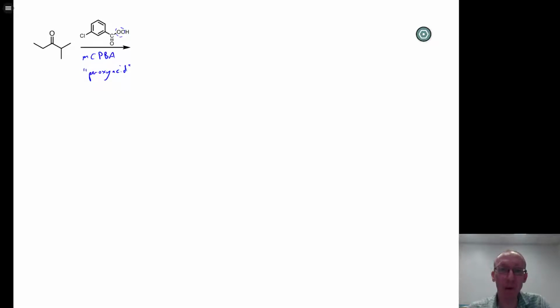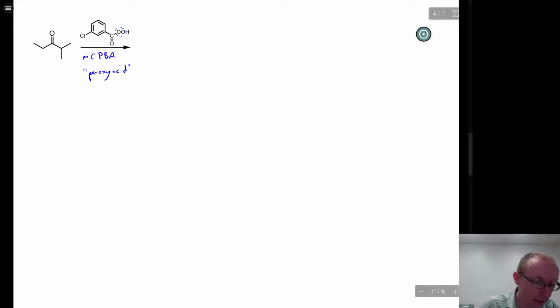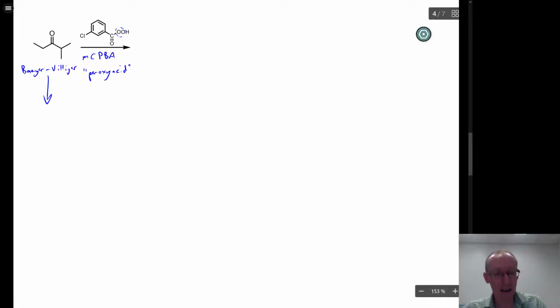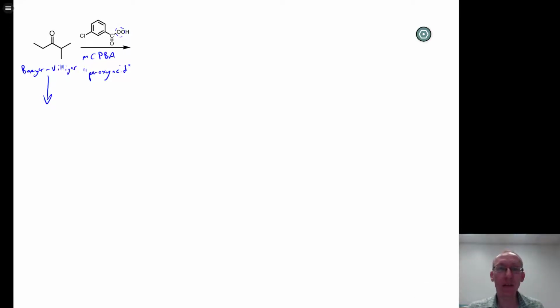And the first thing we need to spot here is that a ketone plus a per acid are the quintessential conditions for a Baeyer-Villiger oxidation. Okay, and we don't need to go through the mechanism to know what the product of this reaction is. We're going to get an ester from the ketone via this oxidation.